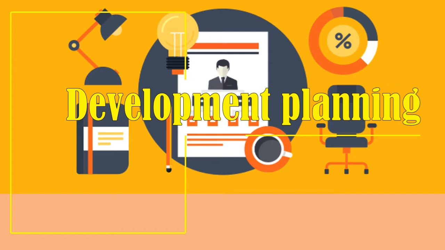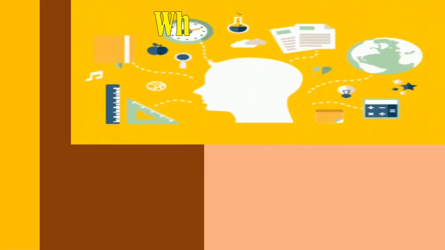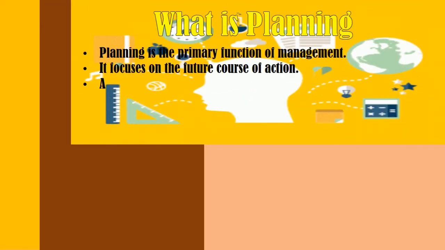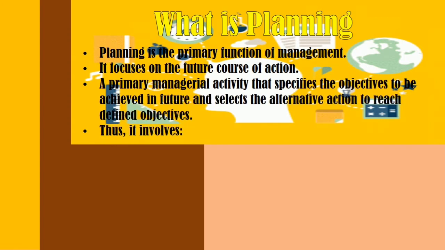Our topic this morning is on development planning. But first, we have to define what is planning. Planning is the primary function of management, which focuses on the future course of action. So, as a primary managerial activity that specifies the objective to be achieved in the future, it also selects the alternative action to reach a defined objective.